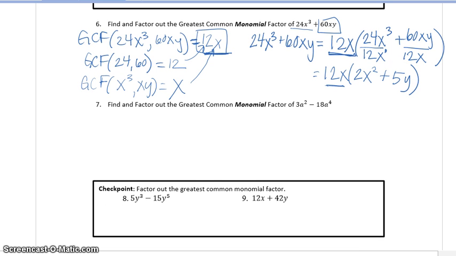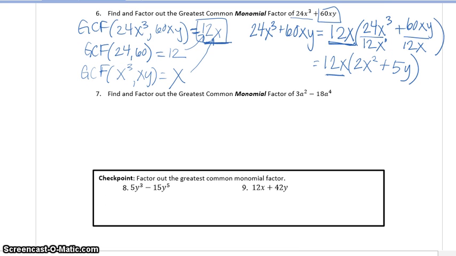So look now at number 7. We're going to do another example. Again, it asks us to find and factor out the greatest common monomial factor, or the greatest common term, out of 3a squared minus 18a to the fourth. So we're finding the greatest common factor of each of those terms. So first term is 3a squared, and our second term is negative 18a to the fourth.